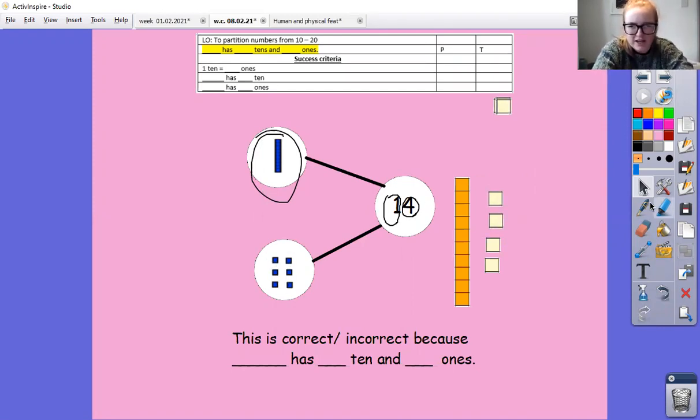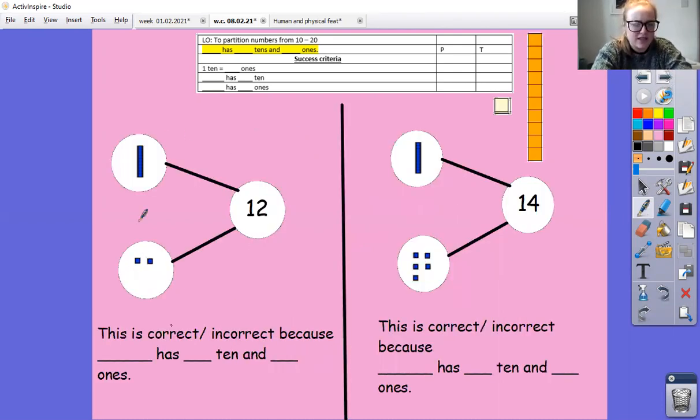So one part is 1 ten, and the other part should be 4 ones. But how many ones are in here? There's 1, 2, 3, 4, 5, 6. So 1 ten and 6 ones is not the same as 1 ten and 4 ones, which is 14. So this is incorrect, because 14 has 1 ten and 4 ones, not 6 ones.